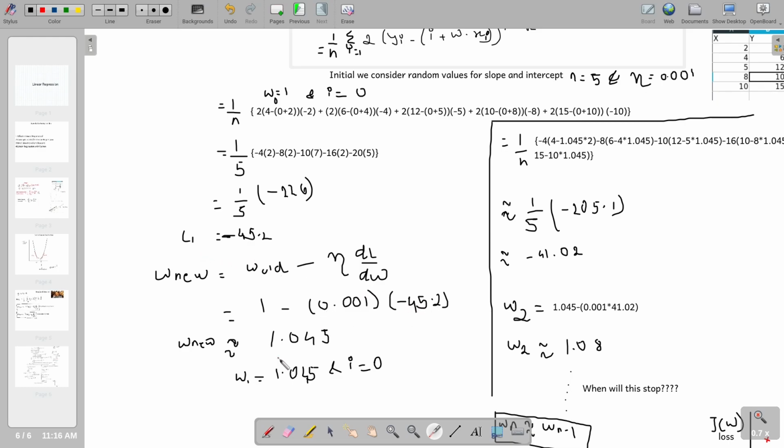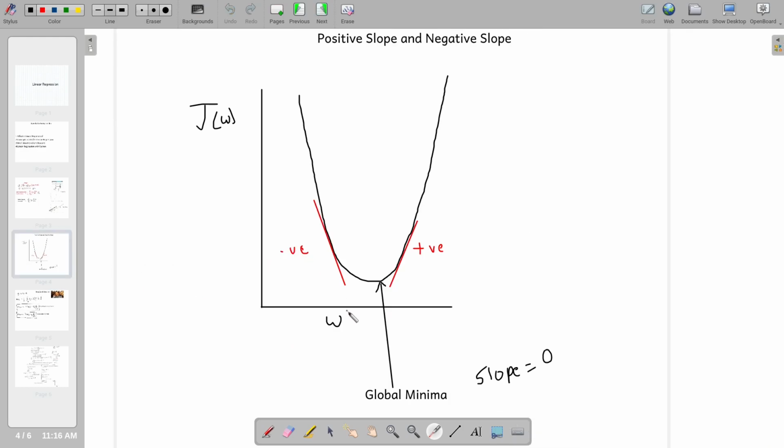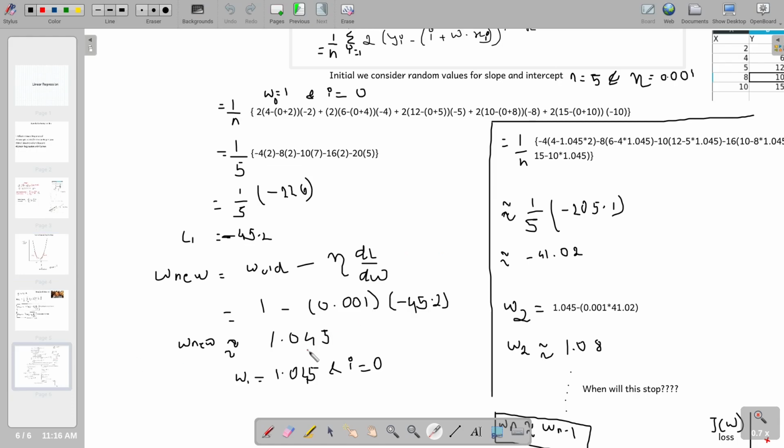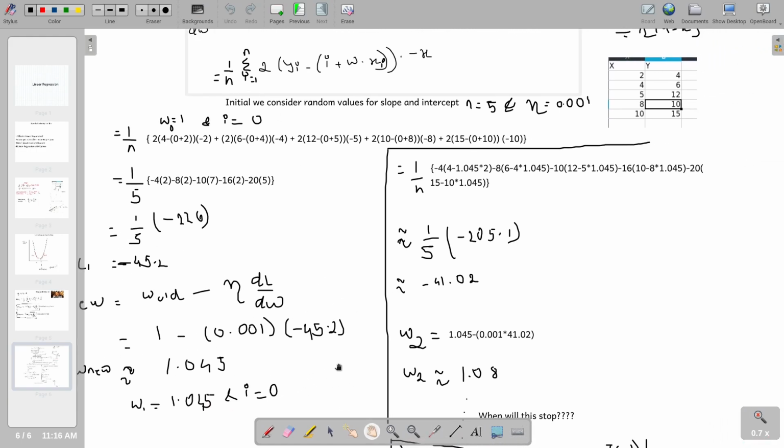Now by calculating it I'll be getting my new weight. As you can see, when the loss was negative we had to increase our slope, and the same thing happened here. We have increased our slope. Now let's do this one more time. Now my new slope has become 1.045. Instead of 1 at first, now it is 1.045.